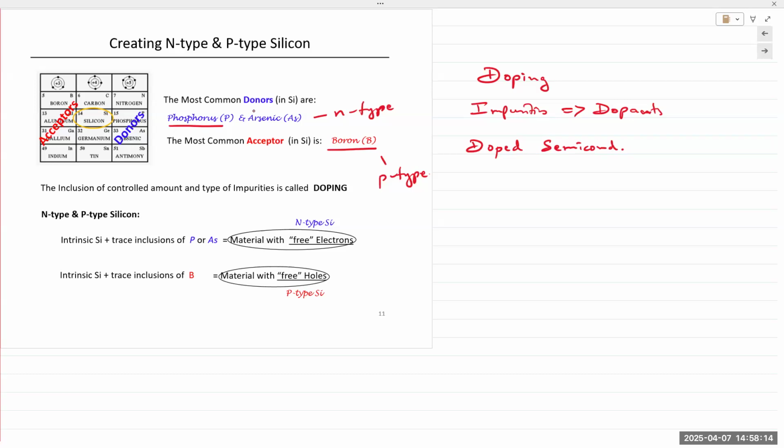Yes, the question being asked is, are these extrinsic semiconductors? The answer is yes. Because we're introducing external impurities, so these are extrinsic or doped semiconductors.